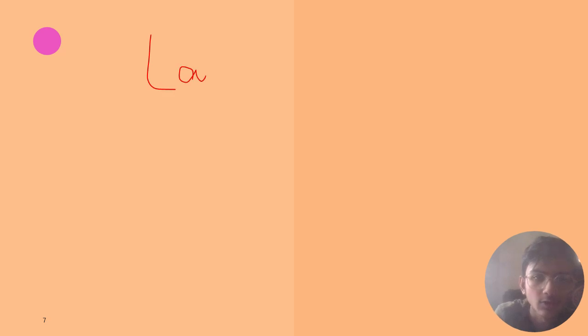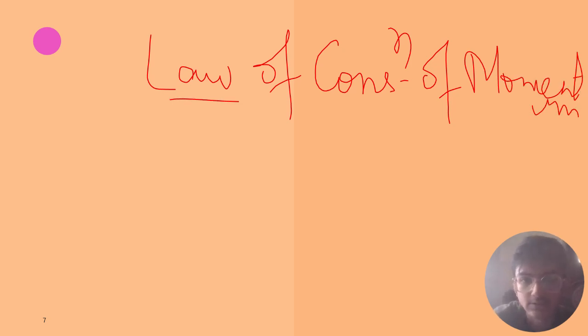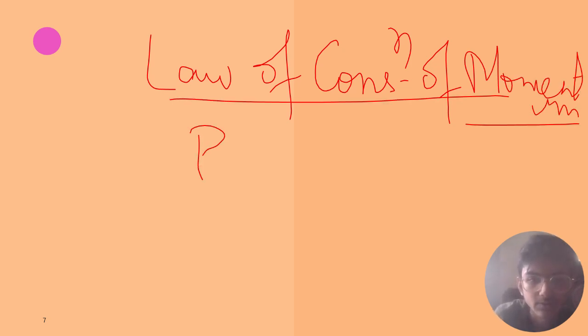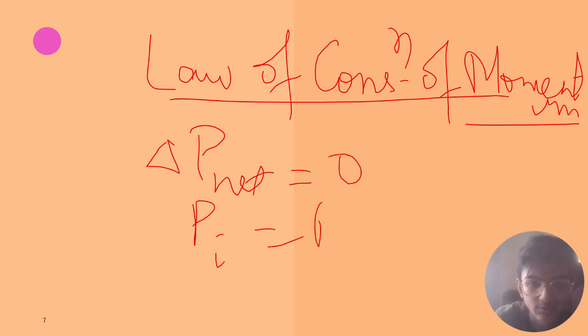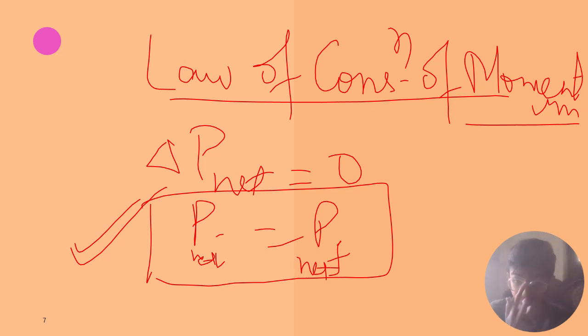Now, law of conservation of momentum. So what does it say? Net momentum remains constant. So delta p net is equal to 0. So p initial equals, total, you can say total is net only. P net initial equals p net final. Okay. Now let's start our derivation.